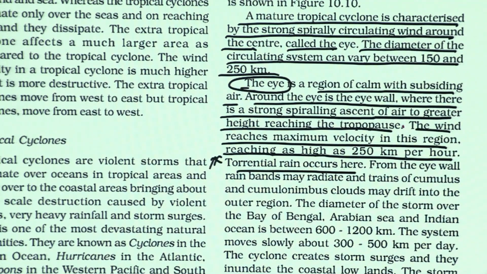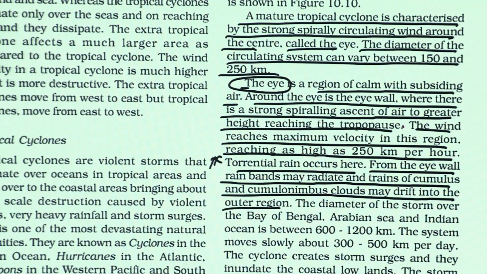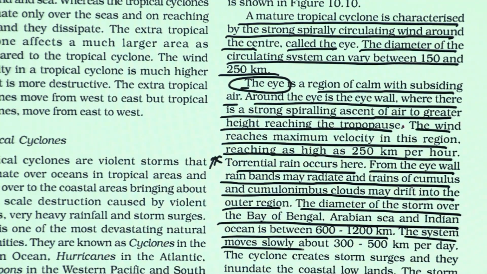Torrential rains occur here. From the eye wall, rain bands may radiate and trains of cumulus and cumulonimbus cloud may drift into the outer region. The diameter of storms over the Bay of Bengal, Arabian Sea and Indian Ocean is between 600 to 1200 kilometers. The system moves slowly, about 300 to 500 kilometers per day. The cyclone creates storm surges and they inundate the coastal lowlands. The storm peters out on land.